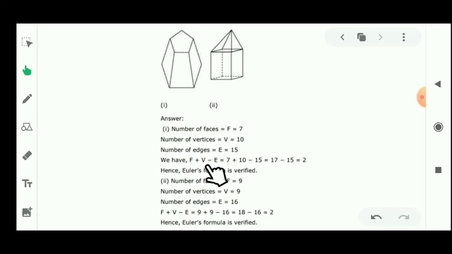That means firstly we have to put its value, like faces value is 7, vertex value is 10 and edges value is 15, and when we solve it, its value will be 2, because in the Euler's formula f plus v minus e should be equal to 2, and now students you can see its value is also 2, so it is verified the Euler's formula. Similarly you have to try to solve the second part of this question.